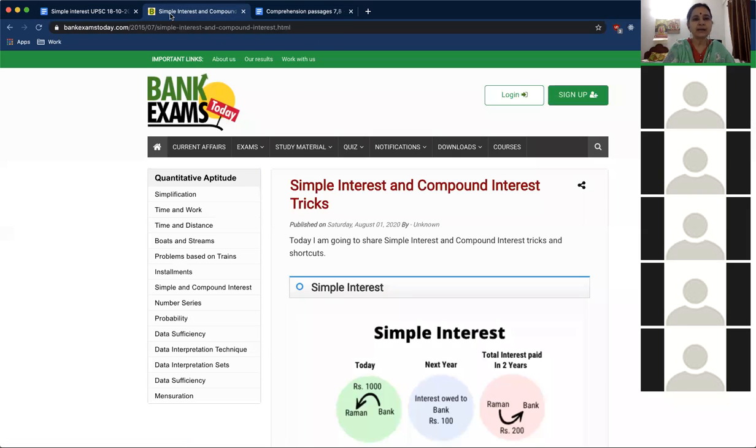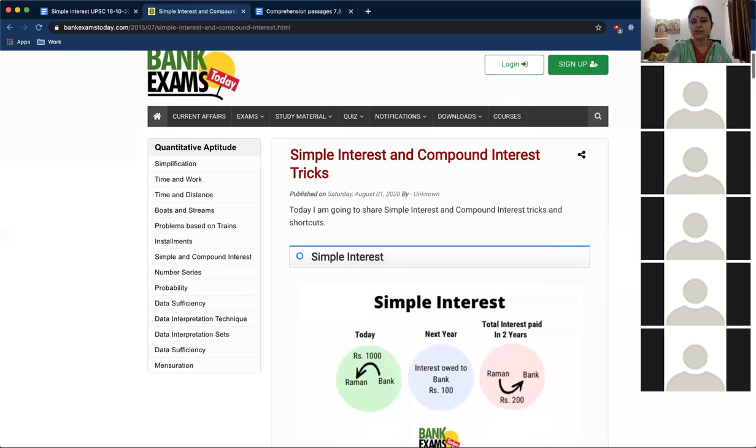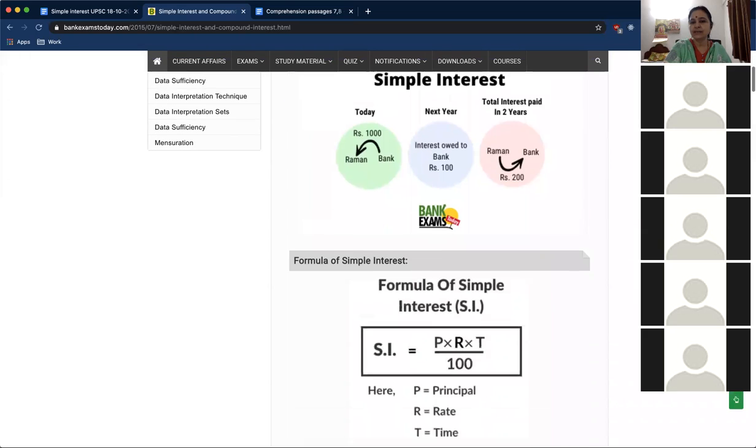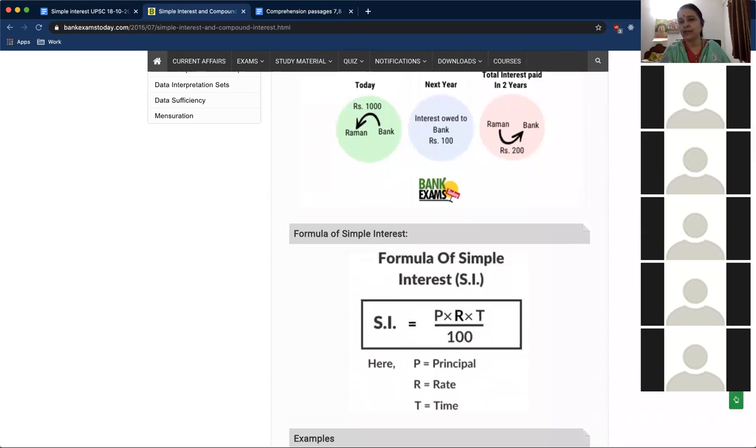See this particular website, Bank Exams Today. It has a clear explanation about simple interest. The formula is P into R into T by 100. What is P? The amount which you have taken. Rate of interest is what you have agreed upon. It will always be in percentage, that is why R by 100. 10% means 10 by 100, 12% means 12 by 100.